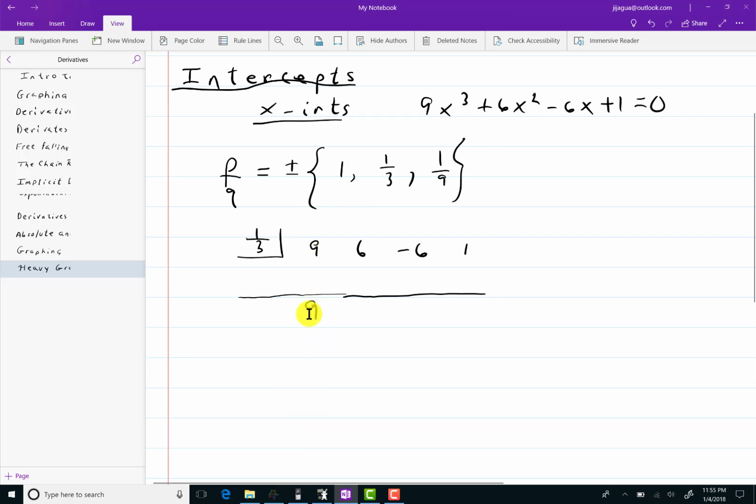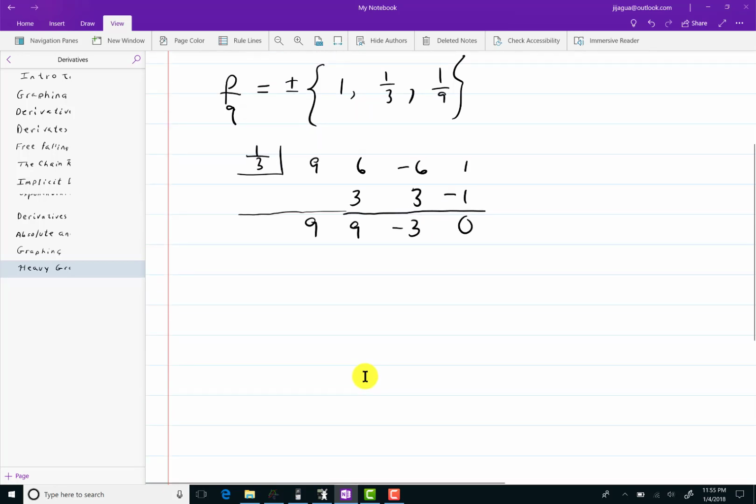Then you take 9 times 1/3, that equals 3, and you place it under the 6. Now you add. Do the same thing again. 9 times 1/3 gives you 3 again. I add, I get -3 there. Then -3 times 1/3 is -1. So in fact, 1/3 is a 0.